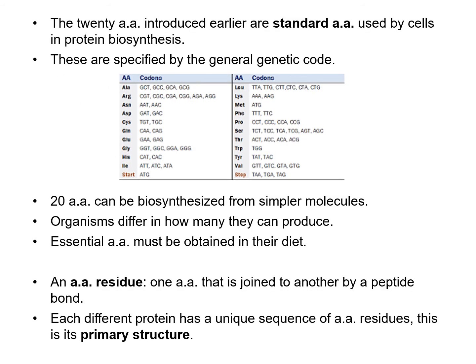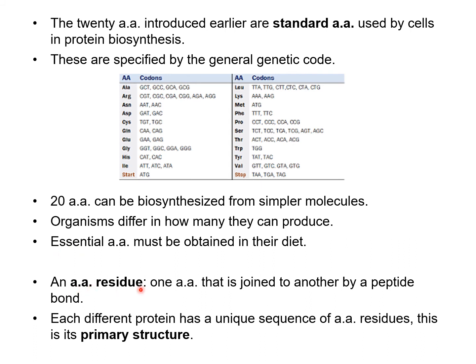The 20 amino acids that we discussed earlier in this lecture are standard amino acids used by cells in protein biosynthesis. And these are specified by the genetic code, called codons, that we're going to discuss later in this lecture. Some of the 20 amino acids can be biosynthesized from simpler molecules, and organisms differ in how many they can produce. The amino acids they cannot produce are called essential amino acids, which must be obtained in their diets.